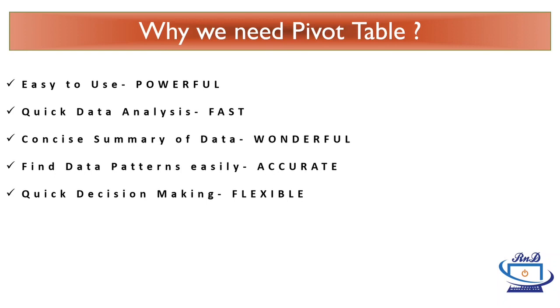Now the fourth one is find data pattern easily. Manipulating data view, a pivot helps to find recurring patterns in the data, if any. This in turn will help us in accurate data forecast. Last but not the least is quick decision making. Pivot helps users to easily analyze the data and arrive at quick and precise decisions. It is flexible in transforming or analyzing data from all the angles.